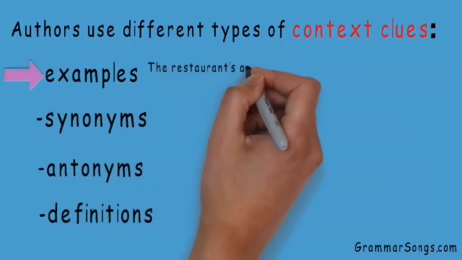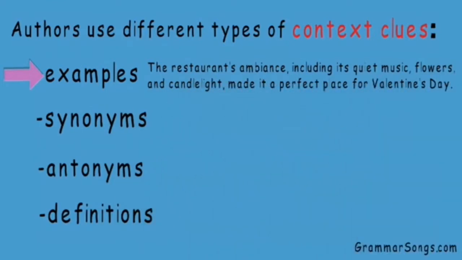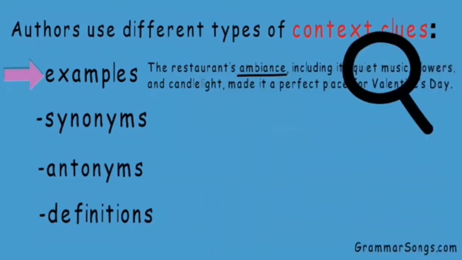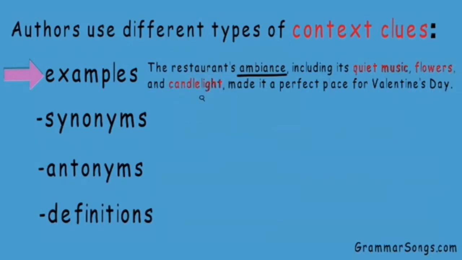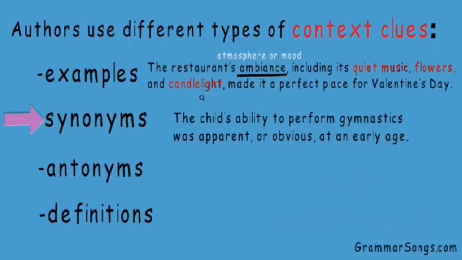For instance, the restaurant's ambiance, including its quiet music, flowers, and candlelight, made it a perfect place for Valentine's Day. If you don't know what ambiance is, the examples, quiet music, flowers, and candlelight, let you know that ambiance is the special atmosphere or mood of a particular environment. Sometimes authors use synonyms or words that mean almost the same thing. The child's ability to perform gymnastics was apparent or obvious at an early age. If you are unfamiliar with the word apparent, the synonym clue obvious makes this sentence easy to understand.